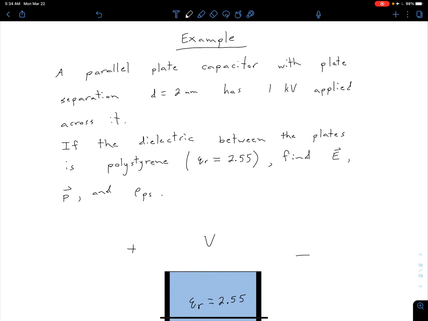Let's now take a look at an example. So we're going to consider a parallel plate capacitor which has a separation of 2 millimeters and a voltage of 1 kilovolt applied across it. We're told that the dielectric between the two metal plates is polystyrene, which has a relative permittivity of 2.55. We want to find the electric field, the polarization, and the bound surface charge density rho sub ps.